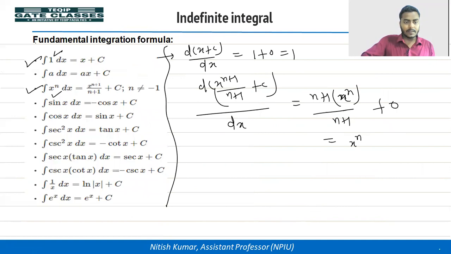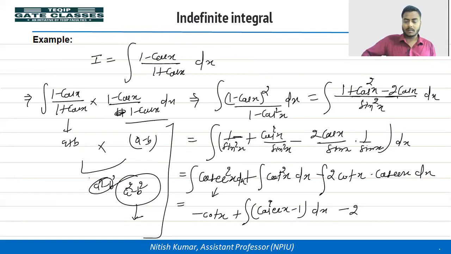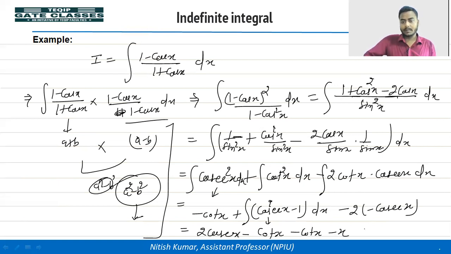See, cosec x minus cosec x into cot x minus cosec x, minus cosec. So we can write here 2 cosec x minus cot x. See, this integration also we can get one more minus cot x and minus x plus c. At the end we have to add the constant. So finally we are getting 2 cosec x minus 2 cot x minus x plus c.